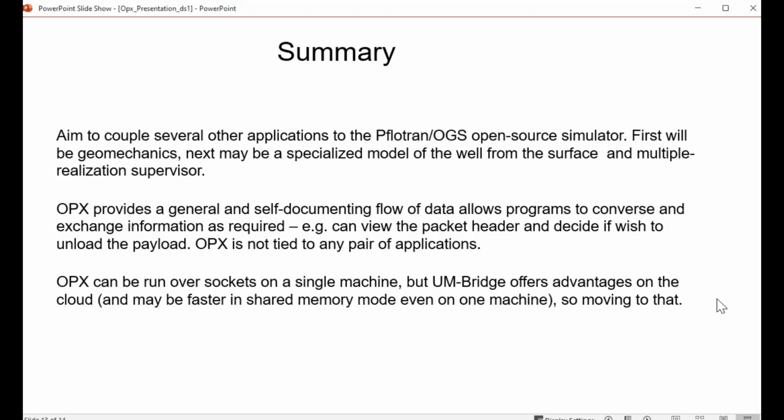OPX is initially built over sockets, but sockets are a bit raw and close to the system. There's no way in which Amazon Web Services is going to let us open a socket on one of their servers. Umbridge offers big advantages in that we can go to the cloud, which we want to do, and we're looking forward with some interest at how fast the shared memory transfer is on one machine. So we're moving to that, and we'll probably become purely an Umbridge protocol fairly shortly. So I hope that's of interest, and with that, I'll stop sharing.